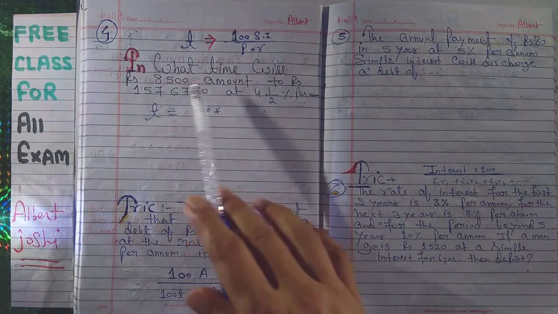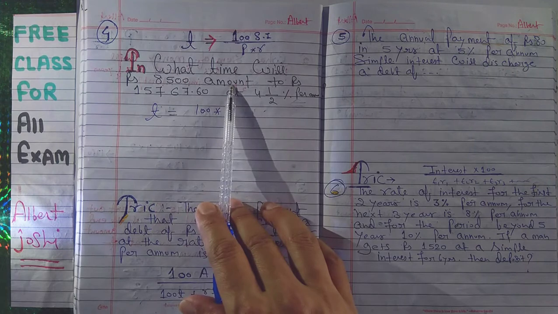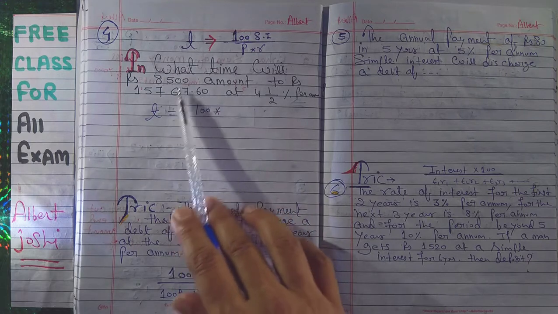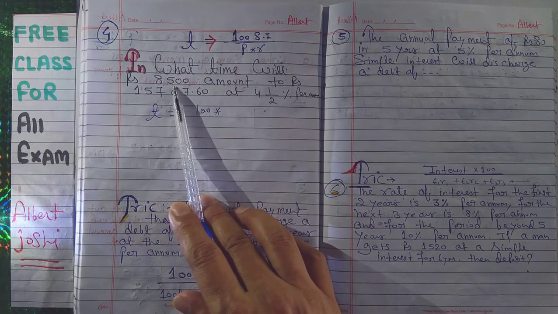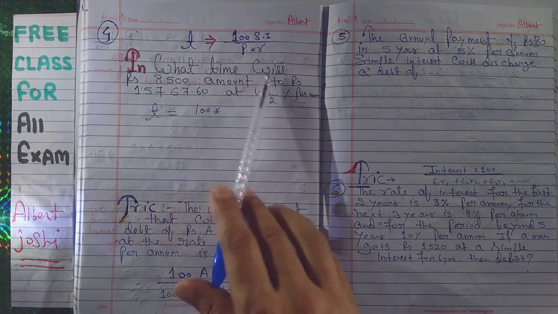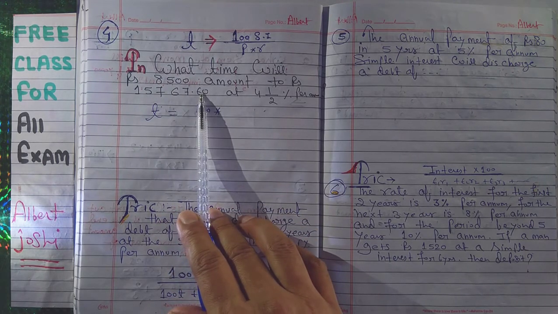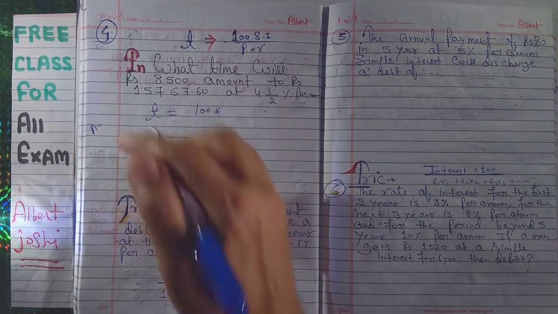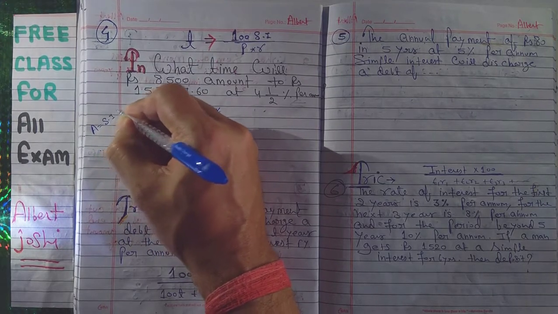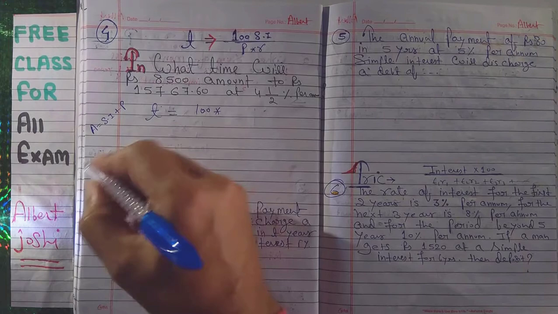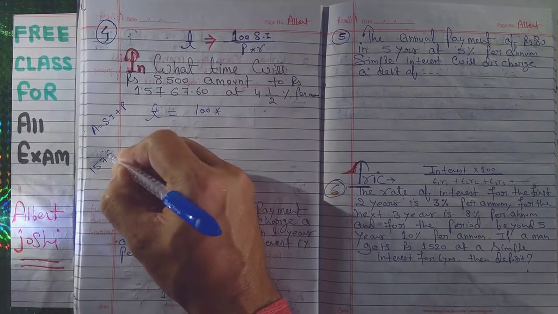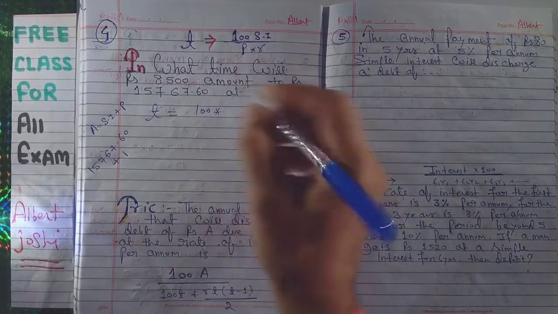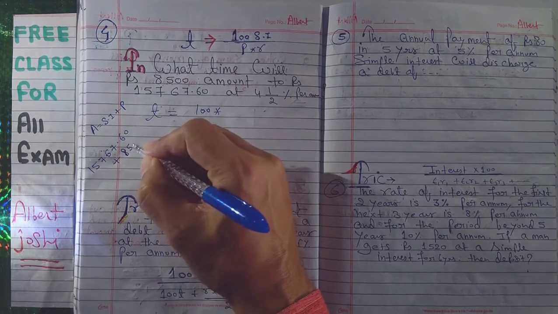What is the simple interest? In what time will this amount be rupees this? So here, what they have given you is the amount, which means your P is 8500, and the interest will be this. You know that amount is equal to simple interest plus principal, and your amount is 15767.60, and your principal is 8500.